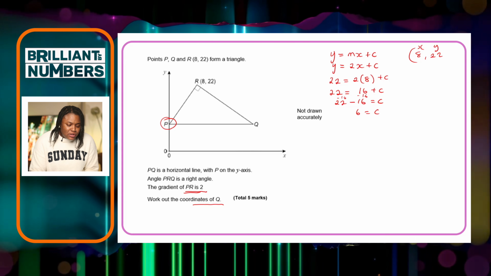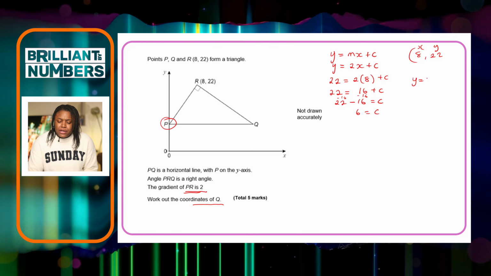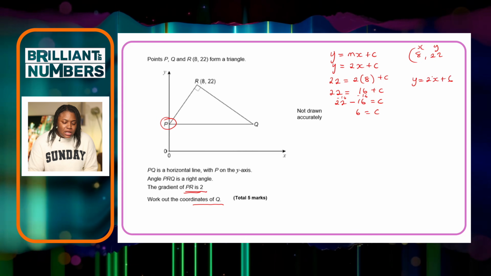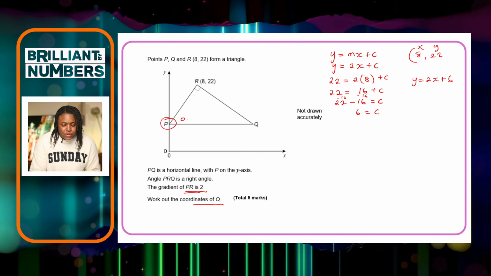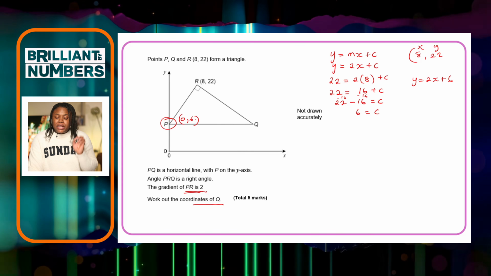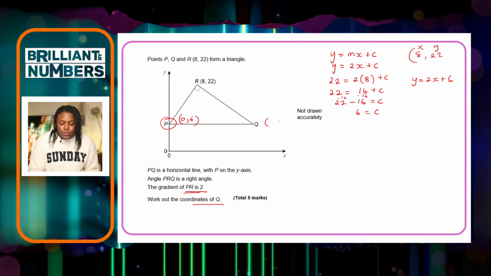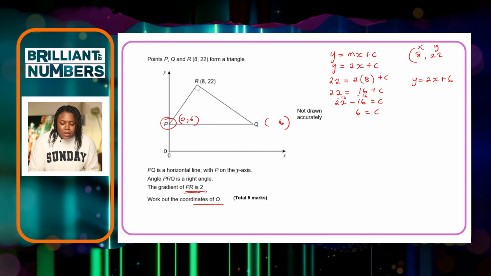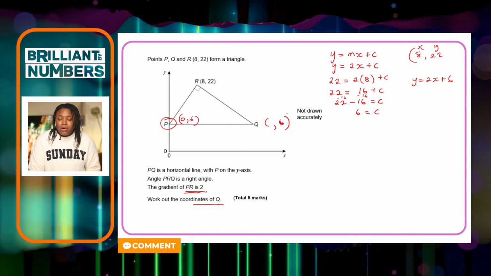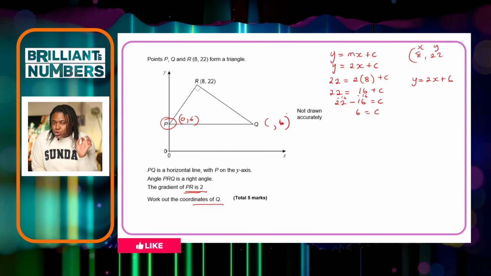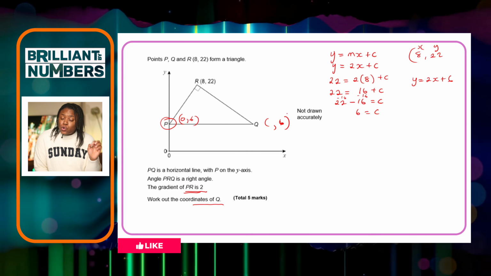So that tells me the y-intercept. Let's complete the equation: y equals 2x plus 6. So the y-intercept here is 6, that's (0, 6). Beautiful. Which means I also know the y-coordinate of Q. So already I know one part of the answer. Because this is a straight line, the y-coordinate of Q has to also be 6. Now I need to find the x-coordinate.